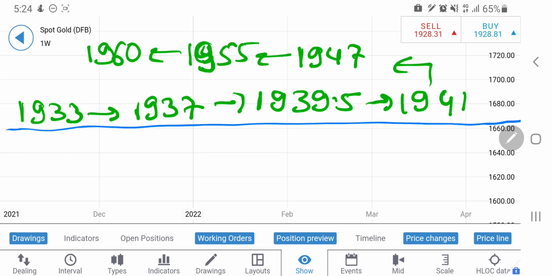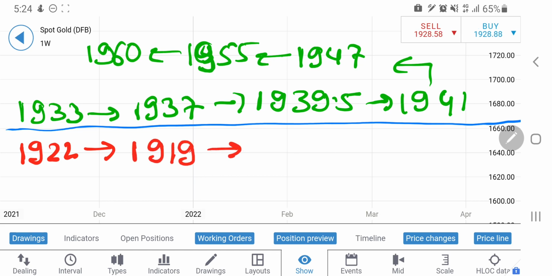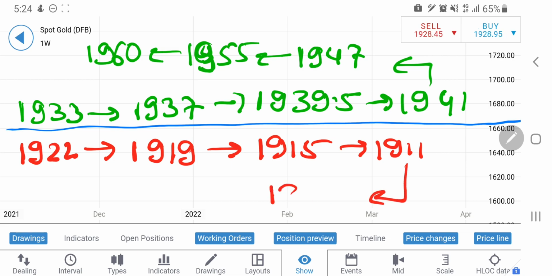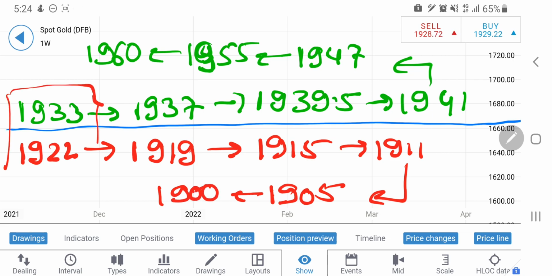However, if it breaks on the downside, if it breaks 1922, then you can take a short entry for 1919, and below 1919 the next support is at 1915, 1911, and then we can expect a sharp drop which might take it towards 1905 and 1900 levels also. So take your positions accordingly. In between these 11 points we have to be a little bit cautious while taking positions. So this is all for gold.